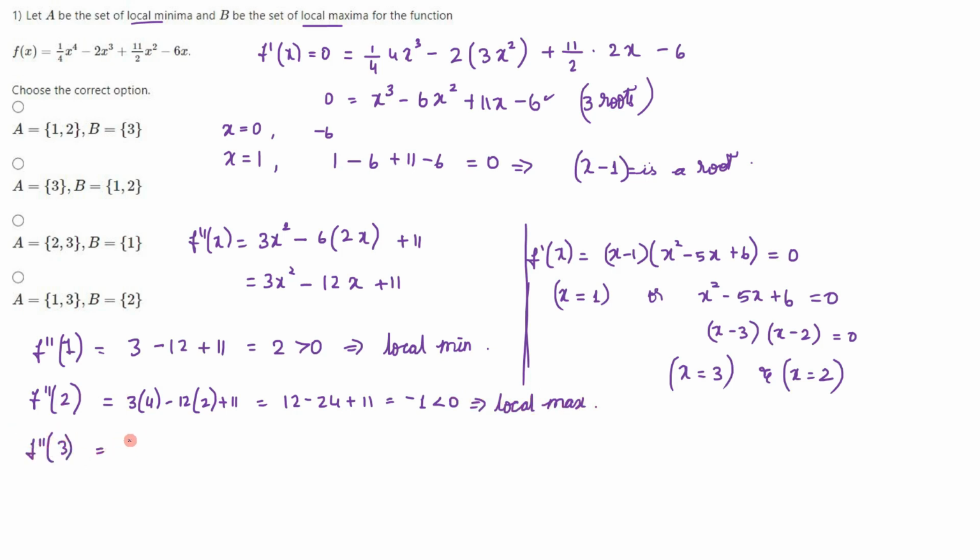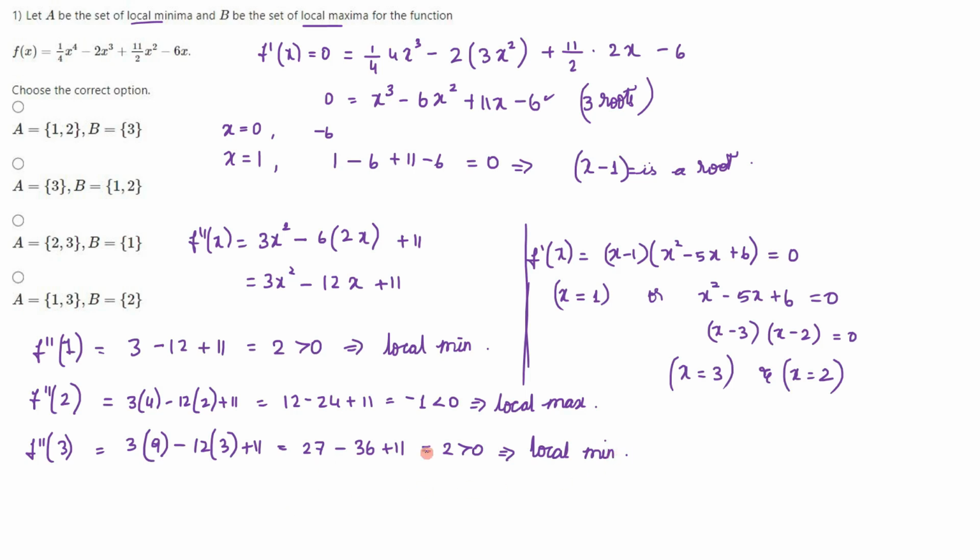So now the last one, f double dash of 3. If we substitute 3 here, we have 3 into 3 square, and 3 square is 9, minus 12 into 3 plus 11. That is 9 times 3 is 27, minus 12 times 3 is 36, plus 11. 27 plus 11 is 38, and 38 minus 36 is 2, which is again greater than 0. It means that this is also a local minimum.